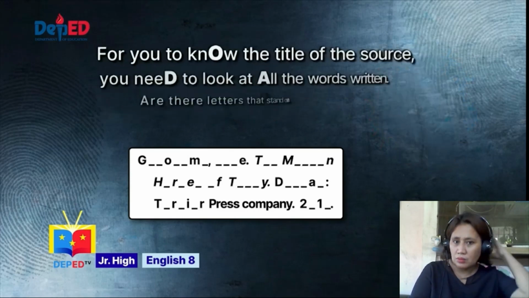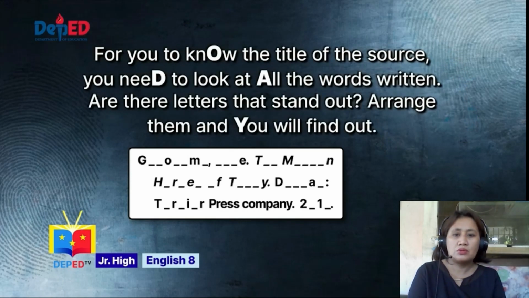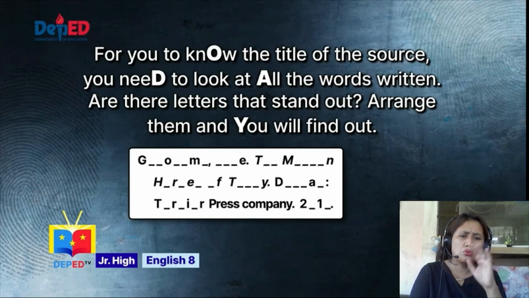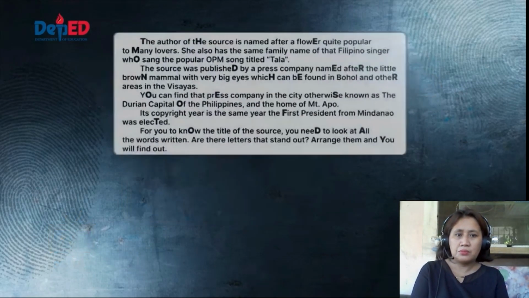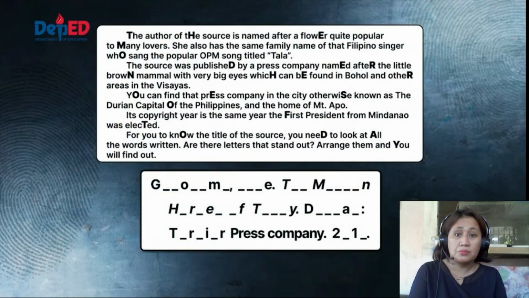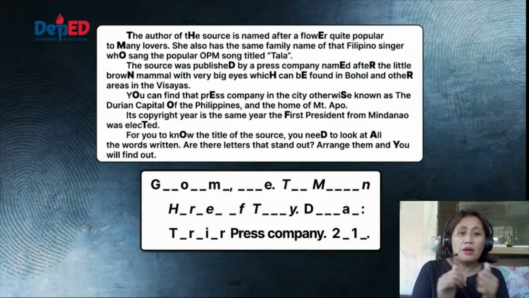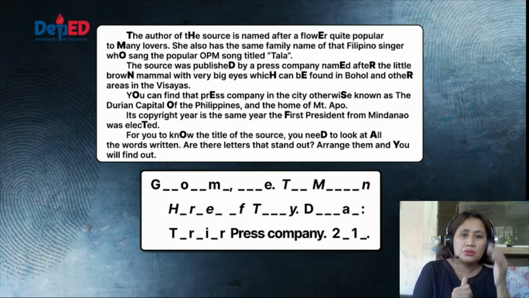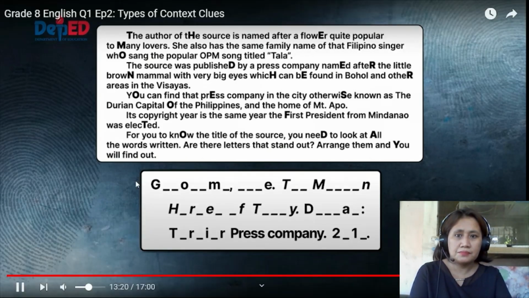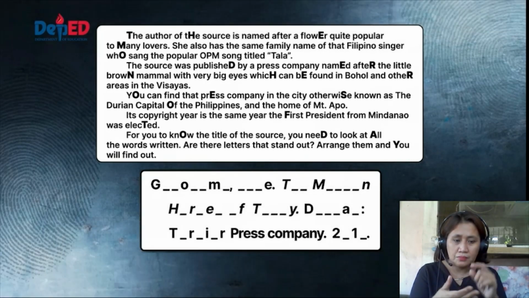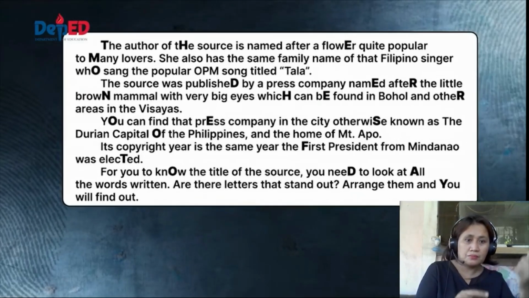For you to know the title of the source, you need to look at all the words written. Are there letters that stand out? Arrange them and you will find out. This time, answer the following questions. Write your answer on a separate sheet of paper.